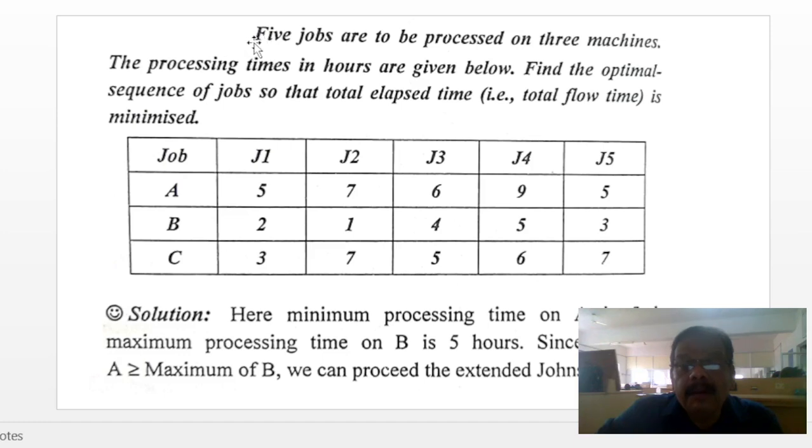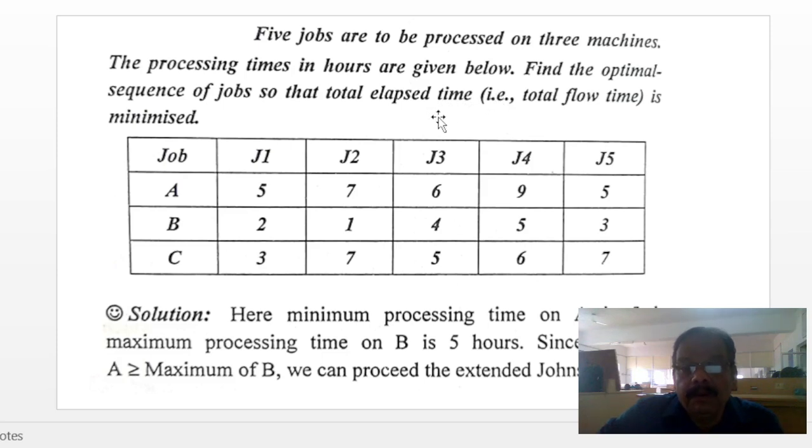Our aim is to find the optimum sequence of these 5 jobs, and to find the total flow time and the idle time for each machine, that is machine A, machine B and C. The condition is that all the jobs are to be processed in the order A, second B, third C. So let us see the problem. 5 jobs are to be processed on 3 machines. The processing times in hours are given in the table, and we have to find the optimal sequence of jobs so that the total elapsed time is minimized.